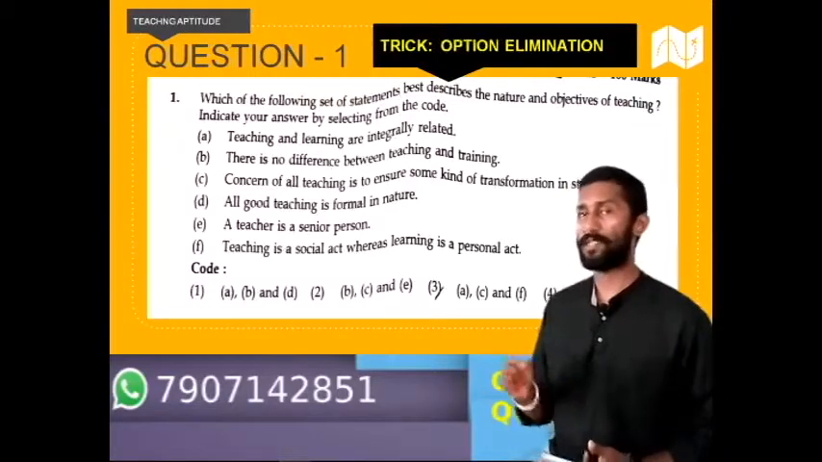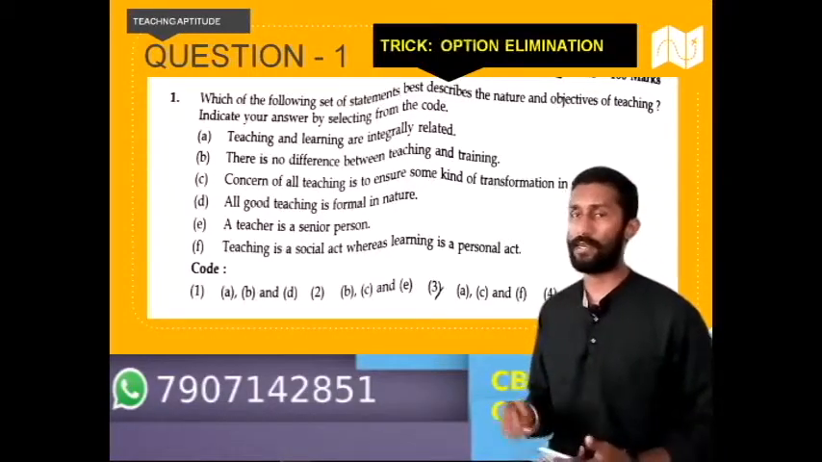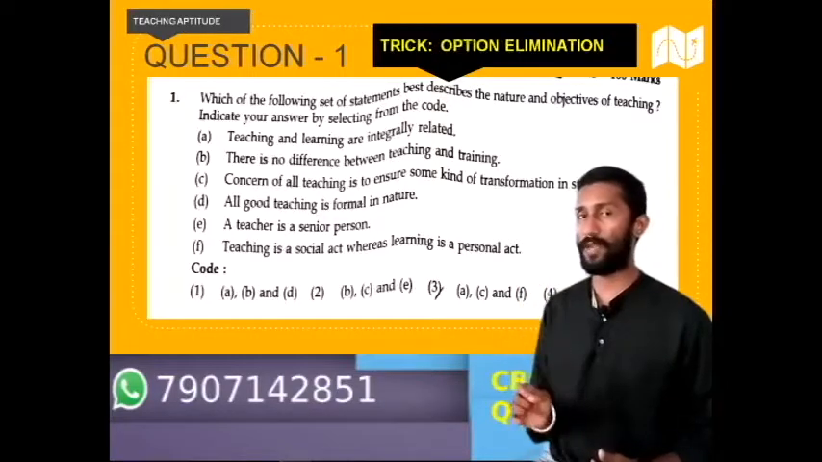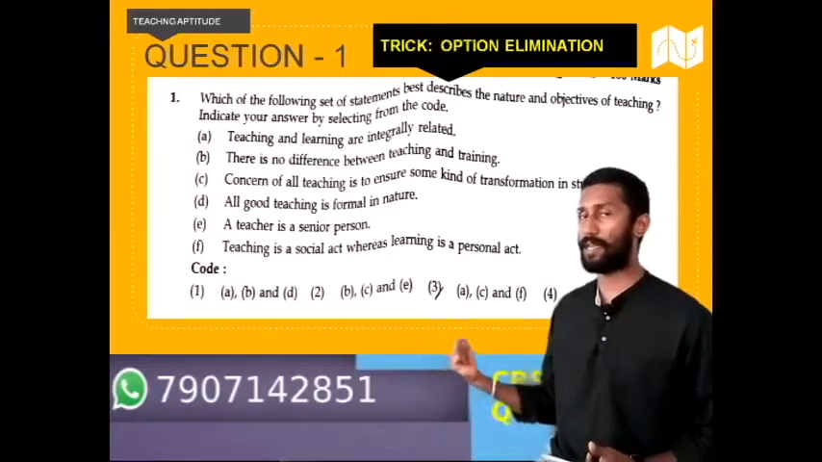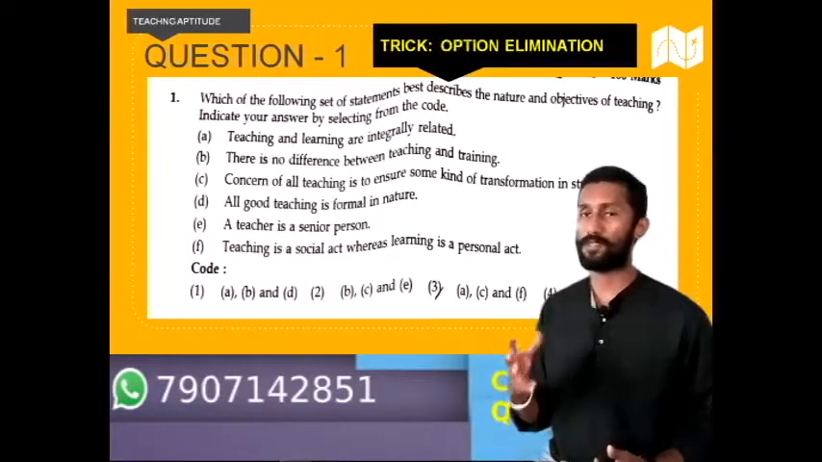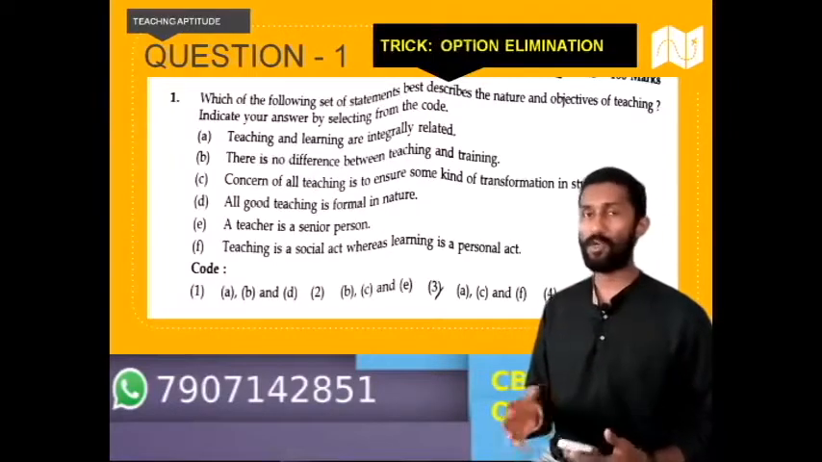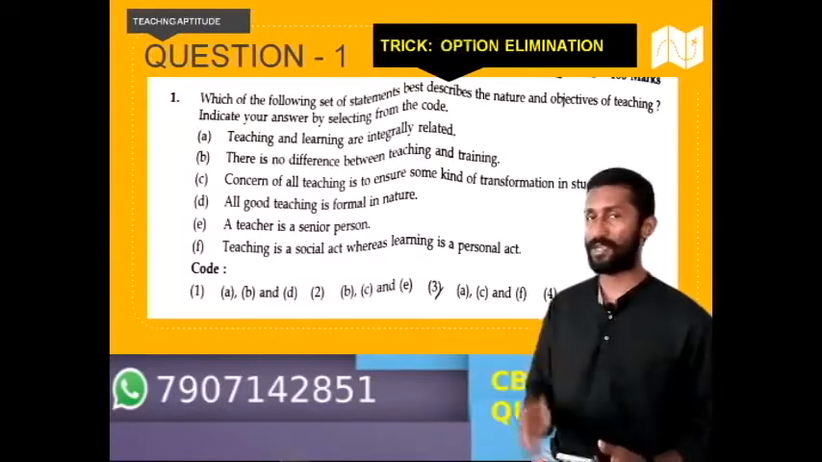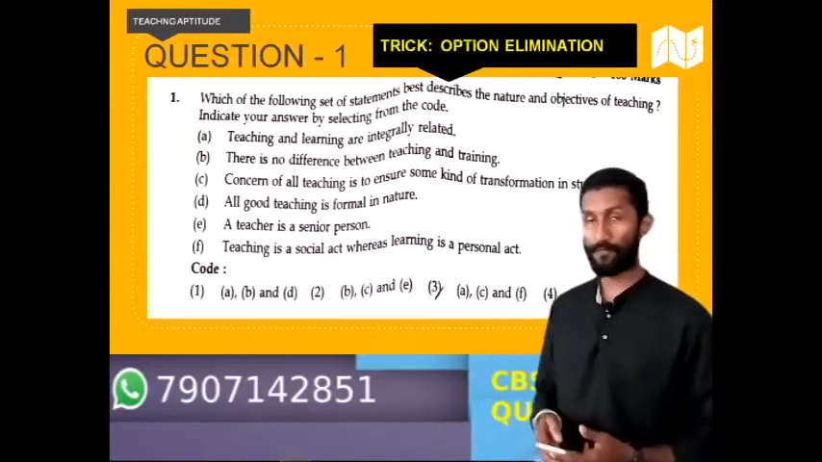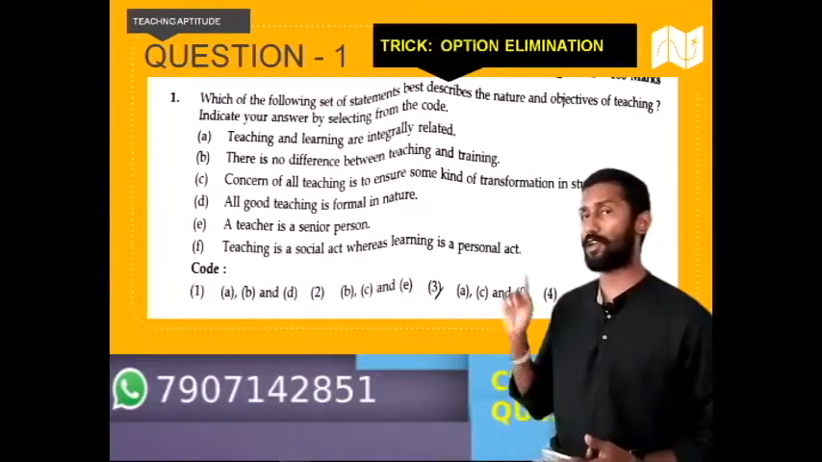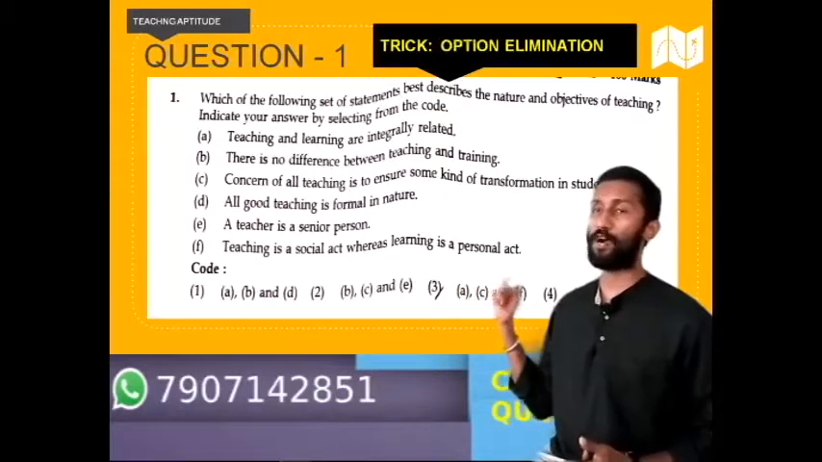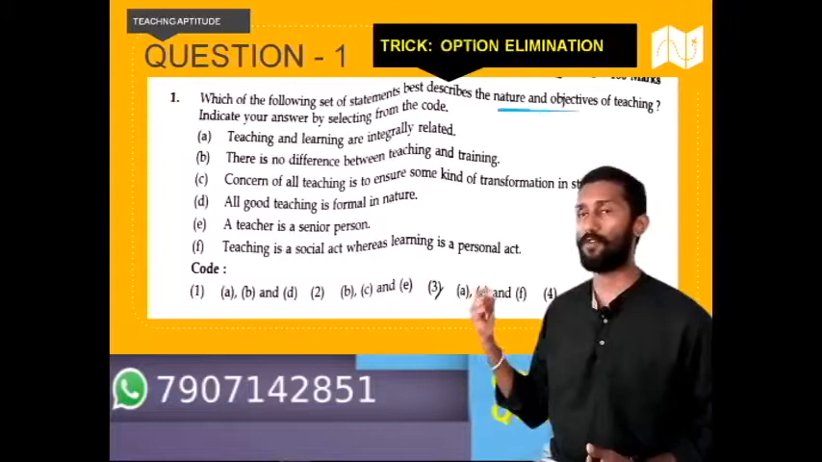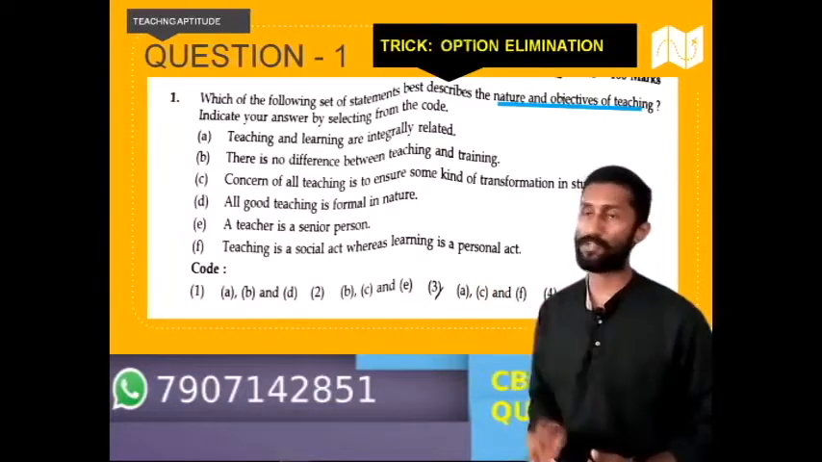So what is the elimination technique? We can apply it only when the options are like this: A, B, D, B, C, multiple options based choices. Then only you can follow the elimination trick. Let's read the first sentence of this question. Before dealing with it, I am underlining the words nature and objective of teaching. That is what they are asking for.